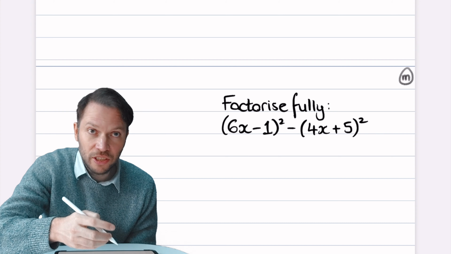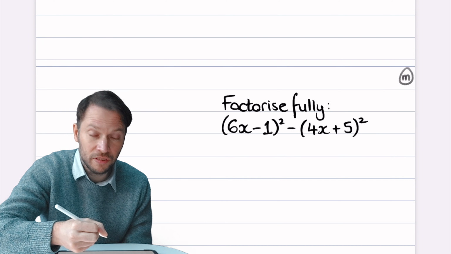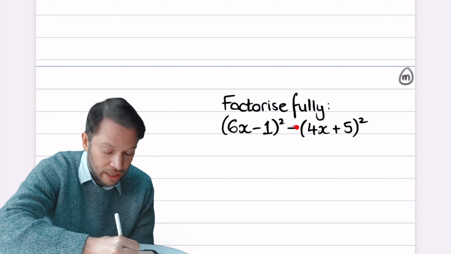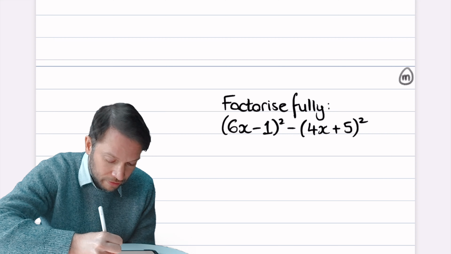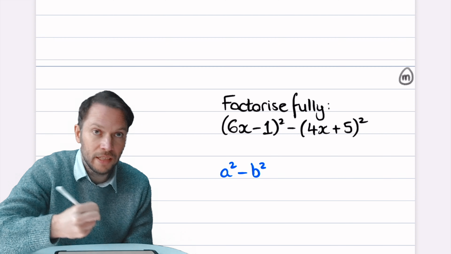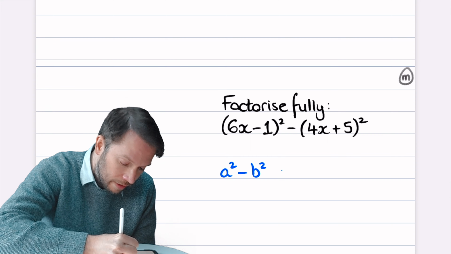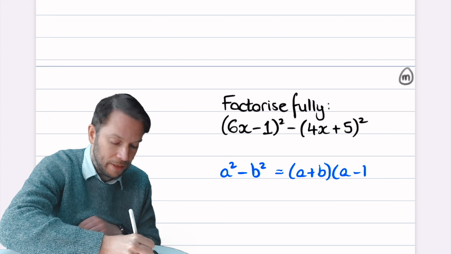But an easier way to do this is to spot that this expression is a difference of two squares. Because look, it's a difference, a subtraction of two squared things. And just to remind you how you factorise the difference of two squares, if you have a squared minus b squared, so a difference of two squared things, it factorises as a plus b multiplied by a minus b.